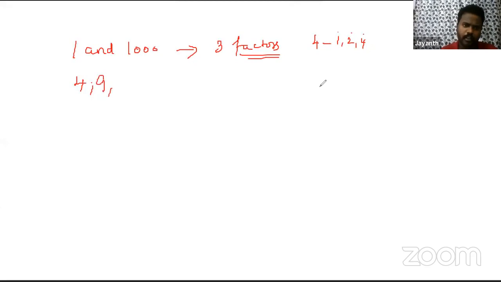The next 3-factor number is 9. Good. What are the factors of 9? 1, 3, 9. Good. Okay. Tell me one more number so that you'll have an idea.